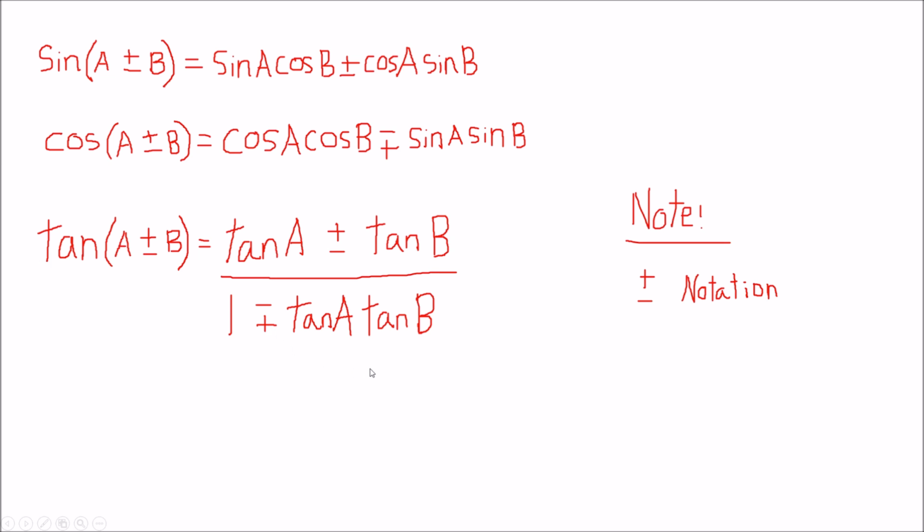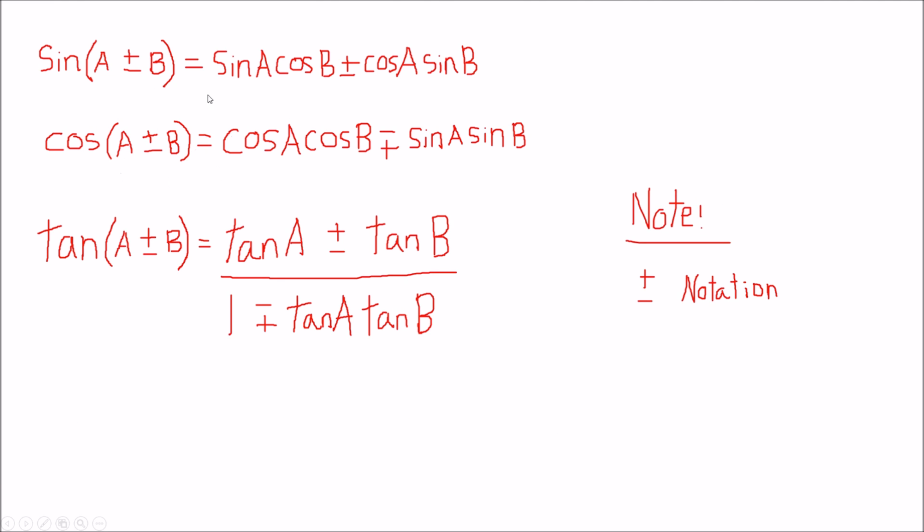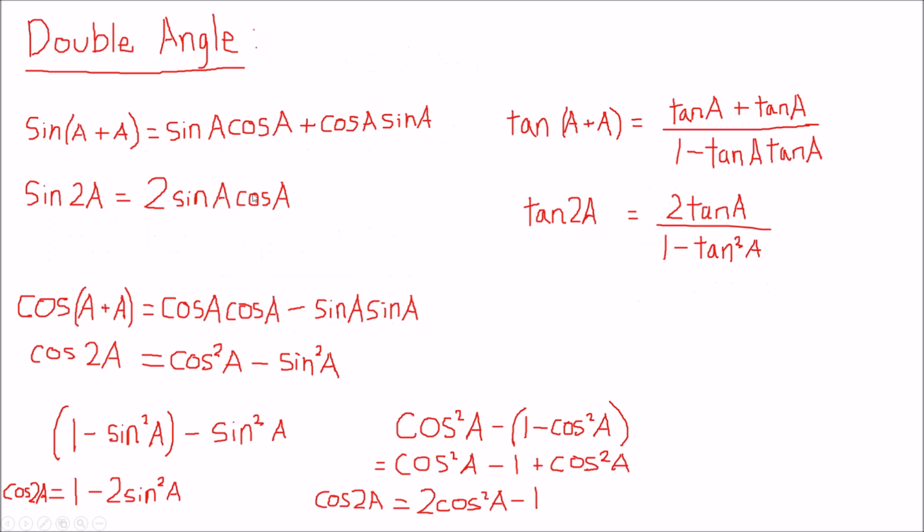This is a good thing to try and remember, because the signs can mess you up if you don't remember them properly. Now, here's double angle. Double angle is basically using these formulas, and as the name states, you have the same angle for A and B. So you put the same angle into both of them, and you can create some new formulas.